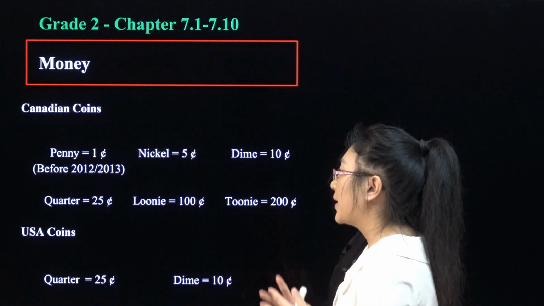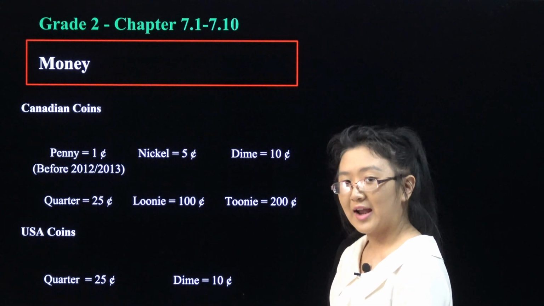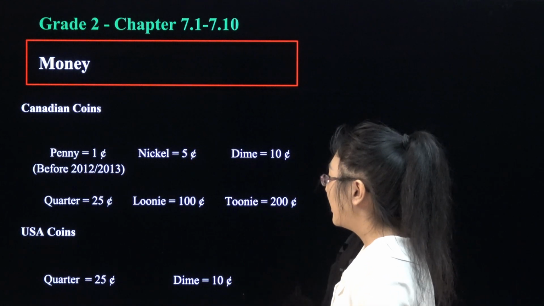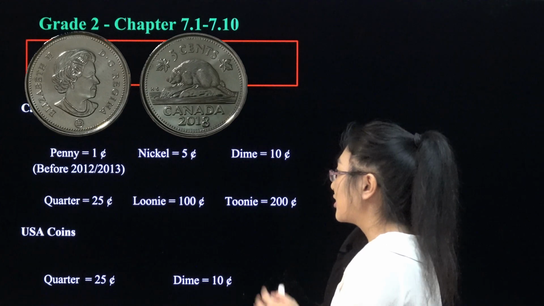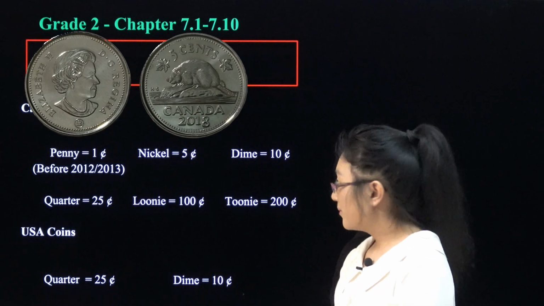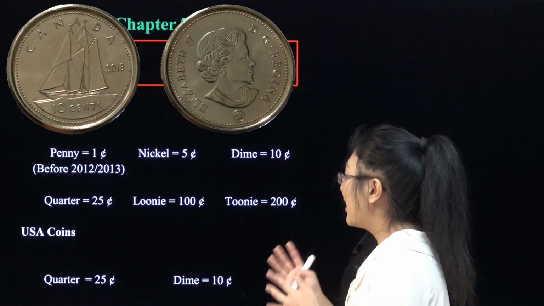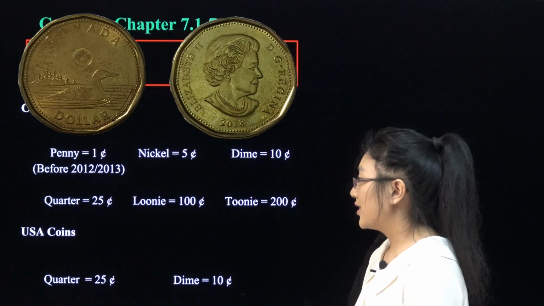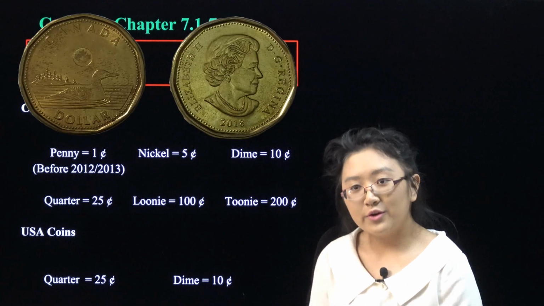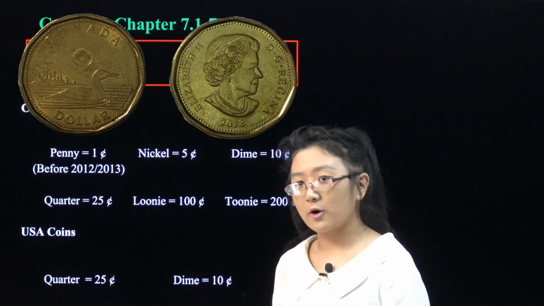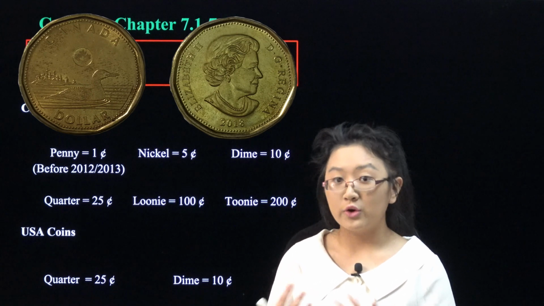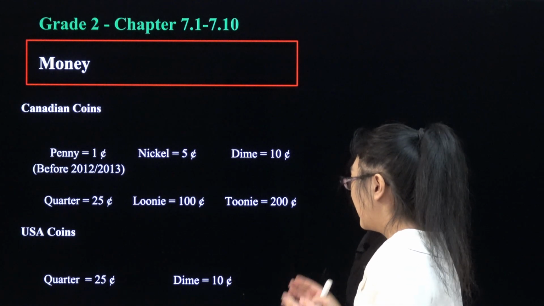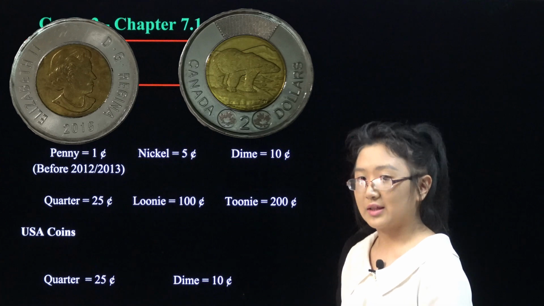Then, the next smallest, the one that's just bigger than the penny that we use in Canada, is the nickel, which is 5 cents. The dime is 10 cents, the quarter is 25 cents, and the loonie, it's called the loonie because of the bird on the loonie, which is a loon, is 100 cents. A toonie is 200 cents.